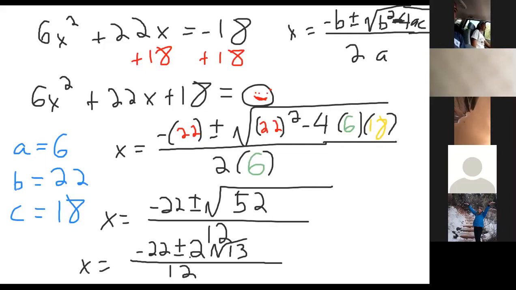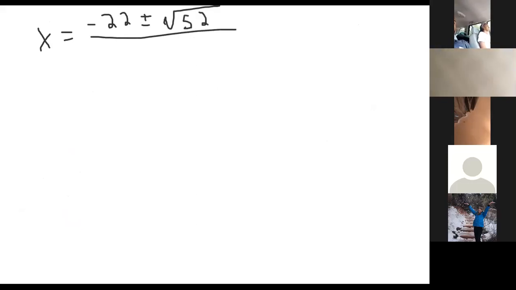Okay, let me rewrite it on the next page. Negative 22 plus or minus 2 square root of 13 over 12. You know what, I'm going to go back. I don't feel right skipping a step. Somebody probably wants to know, but won't say anything to me.